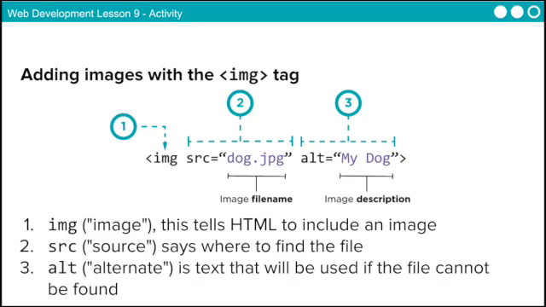Part 3, alt, stands for alternate, and that's text that's going to show up if your image isn't working right. Even if something's going on with your web page, it lets the user know what the image would have been if they could see it.